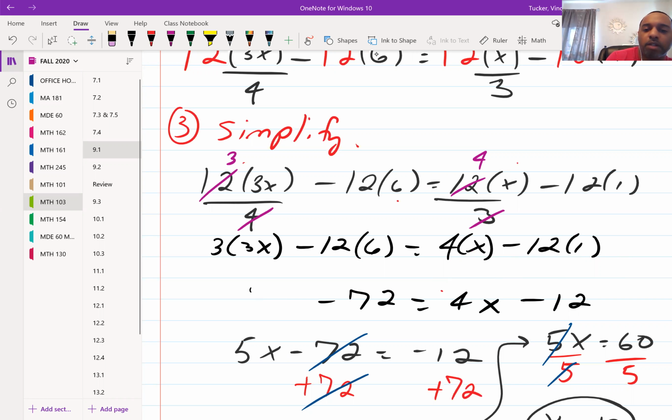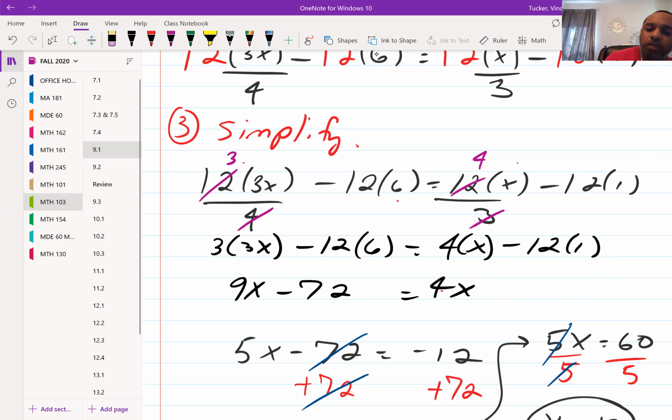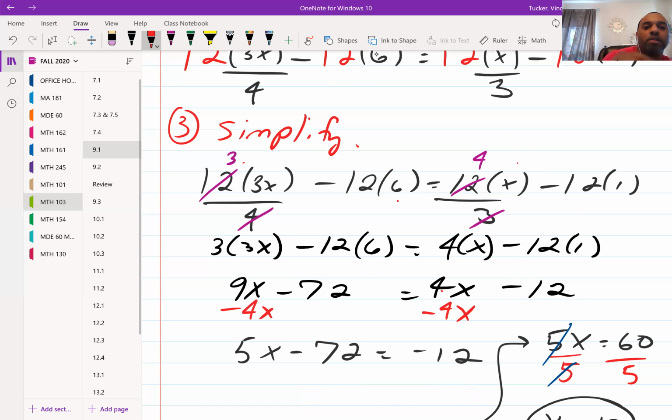And then you have 9x minus 72 equal to 4x minus 12. So now at this point, your goal should be to get all of your terms with x to one side, all of your terms without x to the other. Doesn't matter which one you move first. I'm going to decide to minus the 4x from both sides. So the 4x cancel on the right. And that would leave me with 9x minus 4x, which is 5x, minus 72 equal to negative 12.